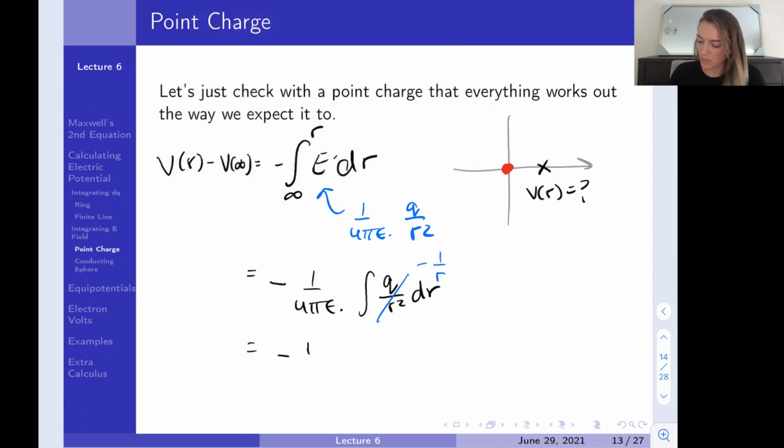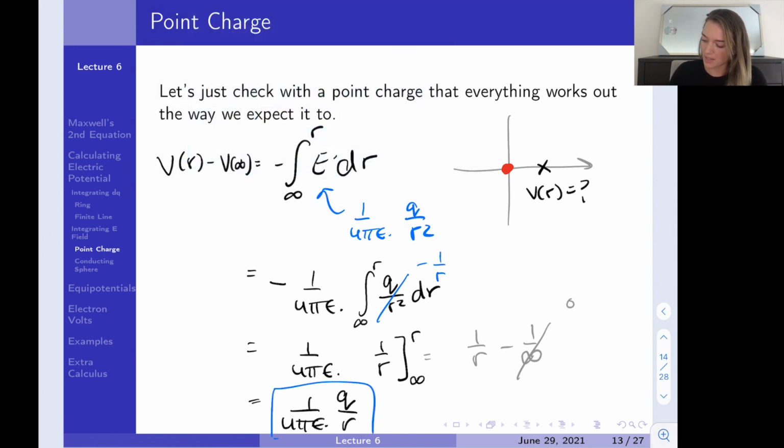So I've got negative 4 pi epsilon naught, negative 1 over r, evaluated from infinity to r. So I can cancel out my negative signs, so we've got no more negative signs there. And now this expression that we're evaluating is just 1 over r minus 1 over infinity. 1 over infinity is just 0, so we're left with 1 over r. And we get the correct potential for a positive point charge.